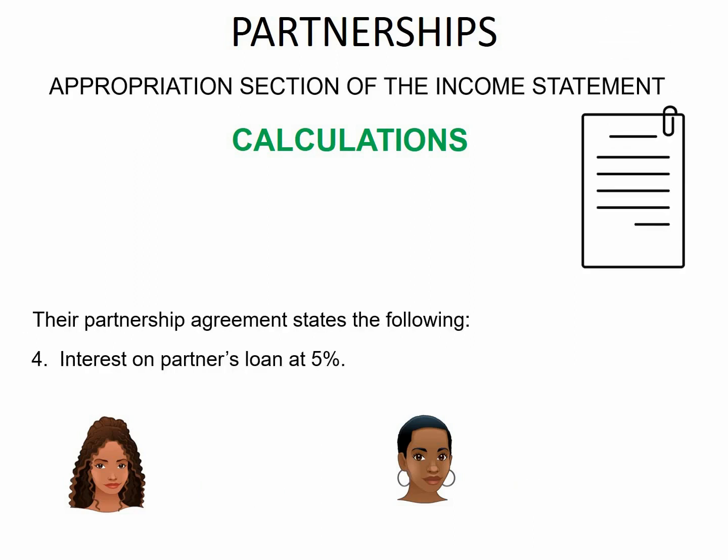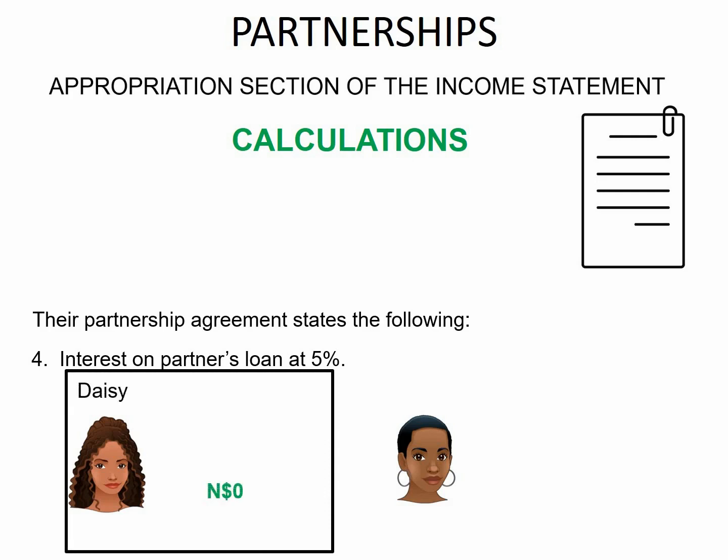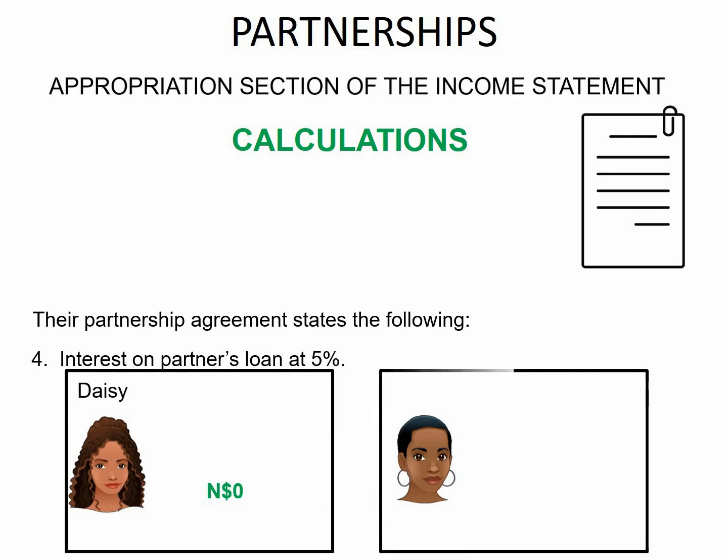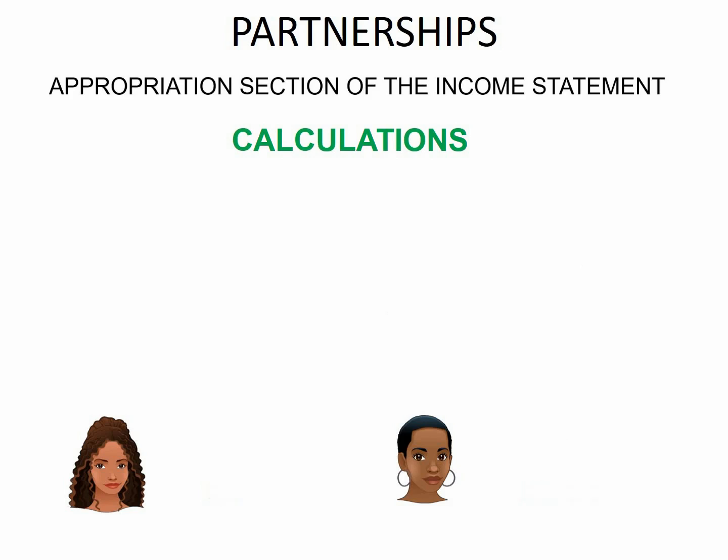Our next calculation will be interest on partner's loan, which is at 5%. Daisy did not loan the partnership any money. However, Anna did. Anna loaned $28,000 to the partnership, and if we calculate 5% from 28,000, we will get 1,400.